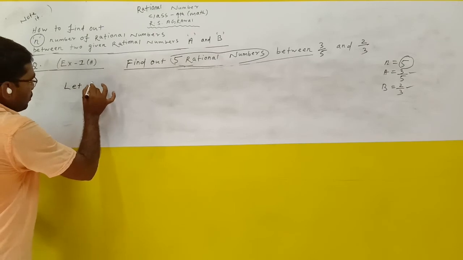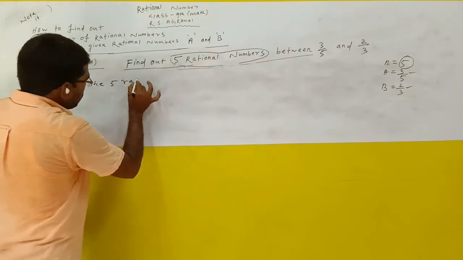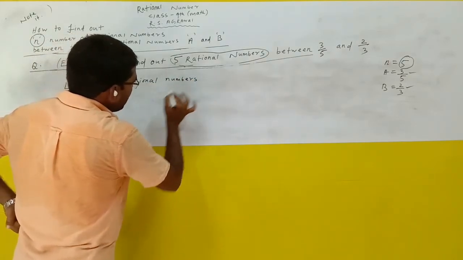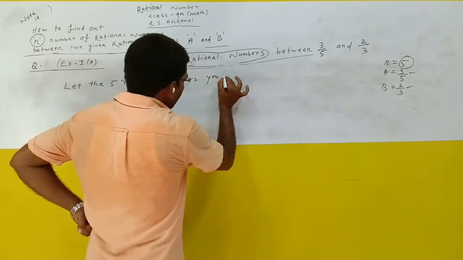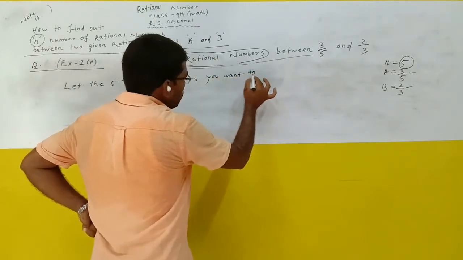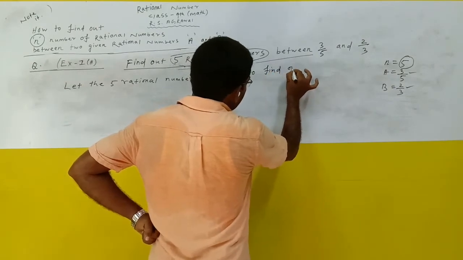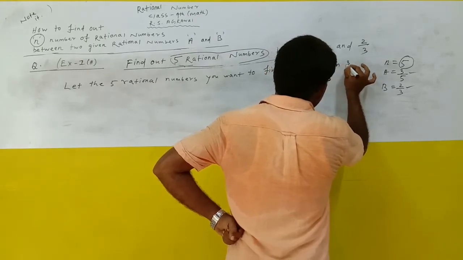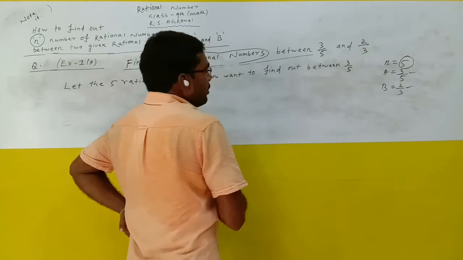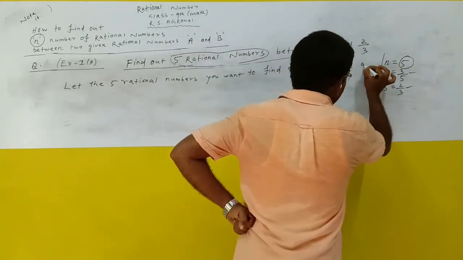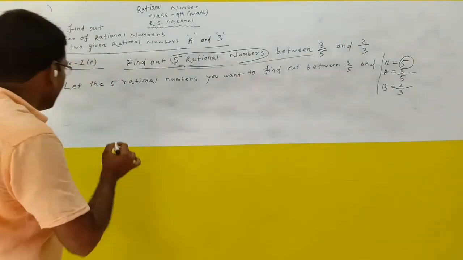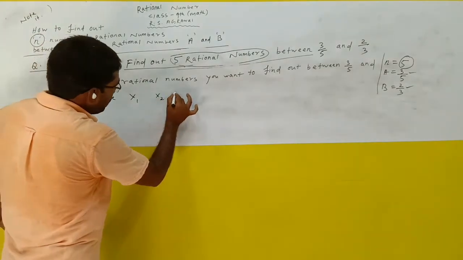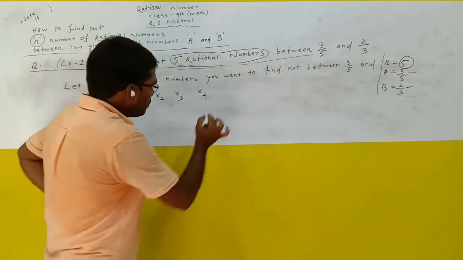Let the 5 rational numbers you want to find out between 3 by 5 and 2 by 3 be x1, x2, x3, x4 and x5.